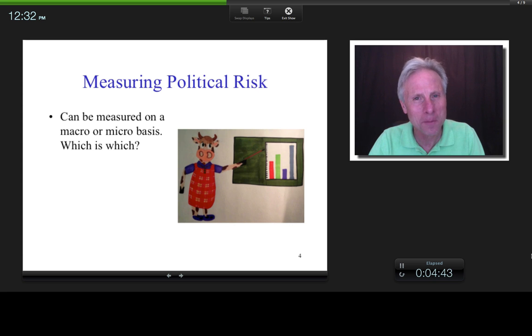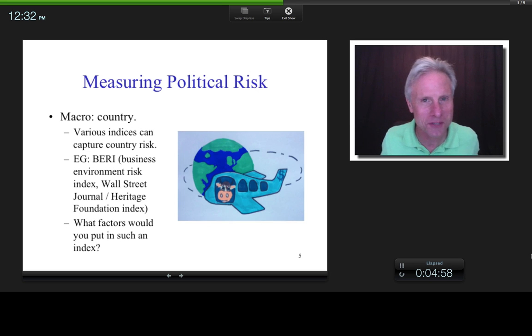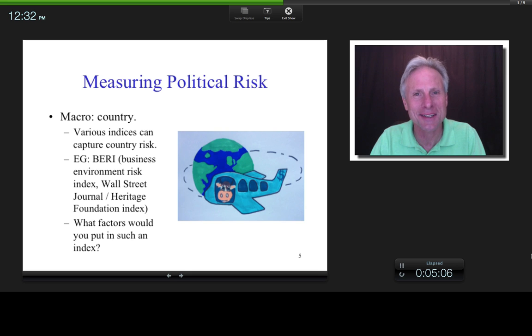Well, basically, micro is looking at the risk of a company going abroad, and macro is basically looking at the country. Okay, how risky is the country? We can look at different country risk indexes that exist out there. For example, the Business Environment Risk Index.